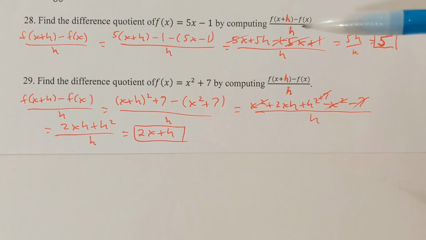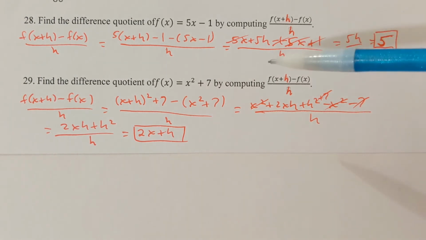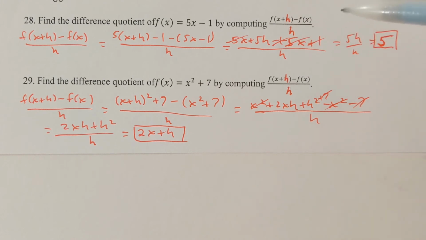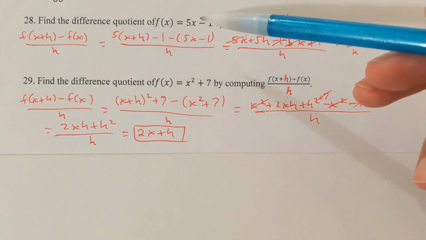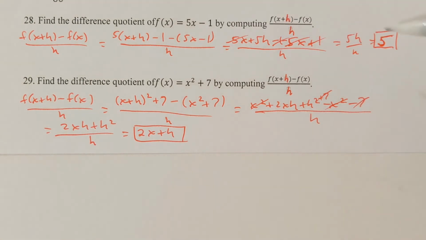So if I were to draw a tangent line here, 5 is the slope of this line. Notice how these are the same. That will always happen whenever we have a line.